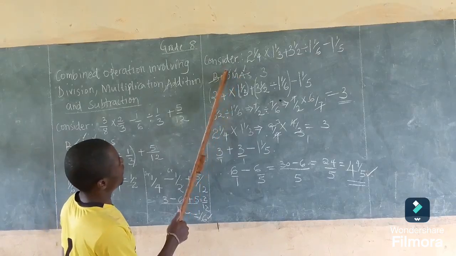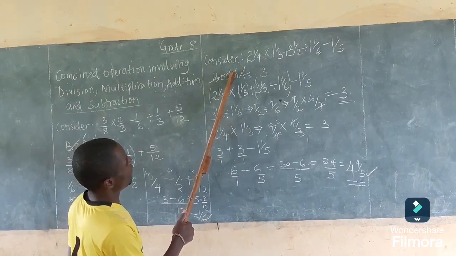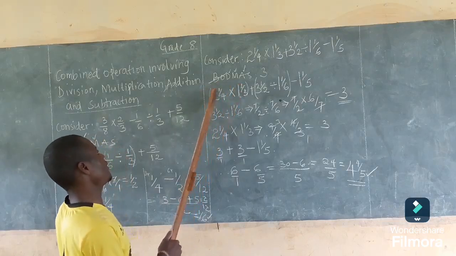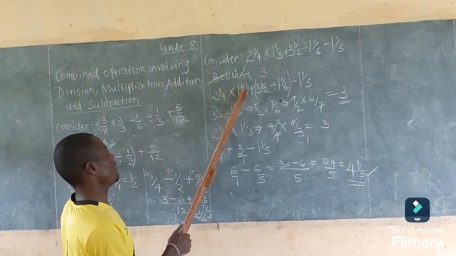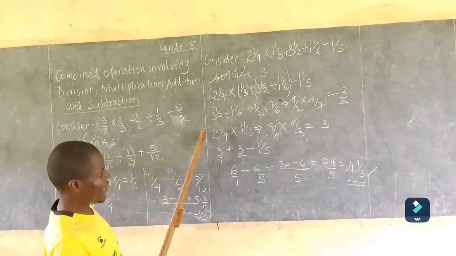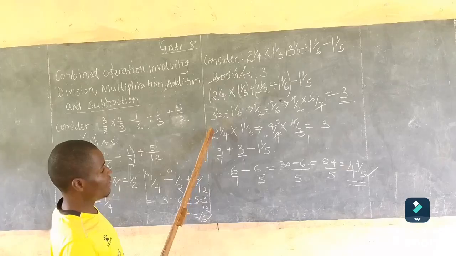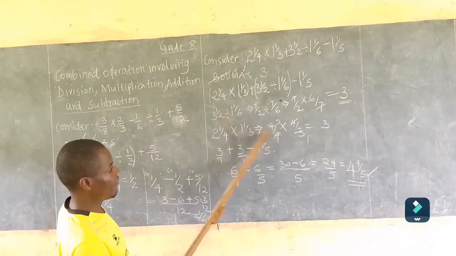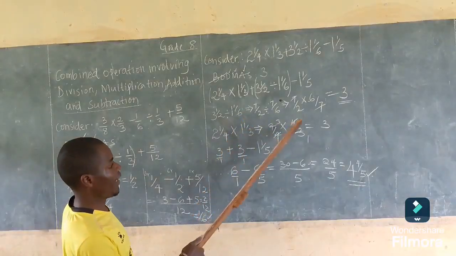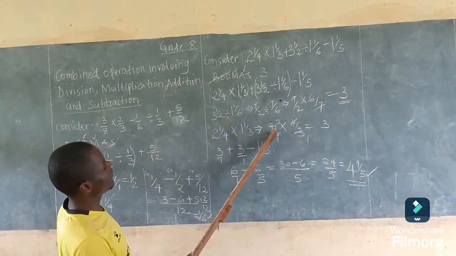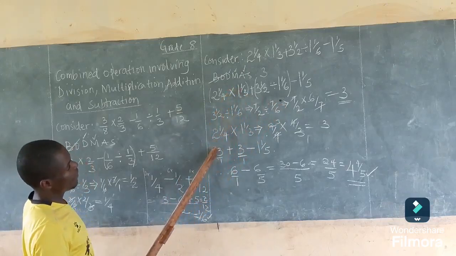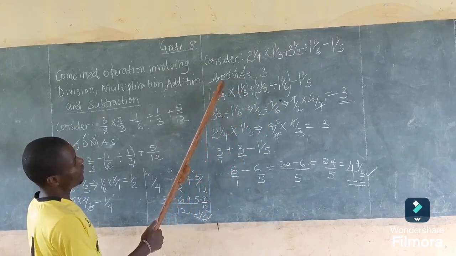Now, after division, I go to multiplication. What am I multiplying? I'm multiplying 2 and 1 over 4 by 1 and 1 over 3. The same thing, I write my mixed fraction into proper fraction. So 4 times 2 is 8. 8 plus 1 is 9. 9 over 4 times 1 and 1 over 3. 3 times 1 is 3. 3 plus 1 is 4. 4 over 3 here. Then I get 3. So this is the answer for the multiplication part. I have 3 for multiplication, 3 for division.